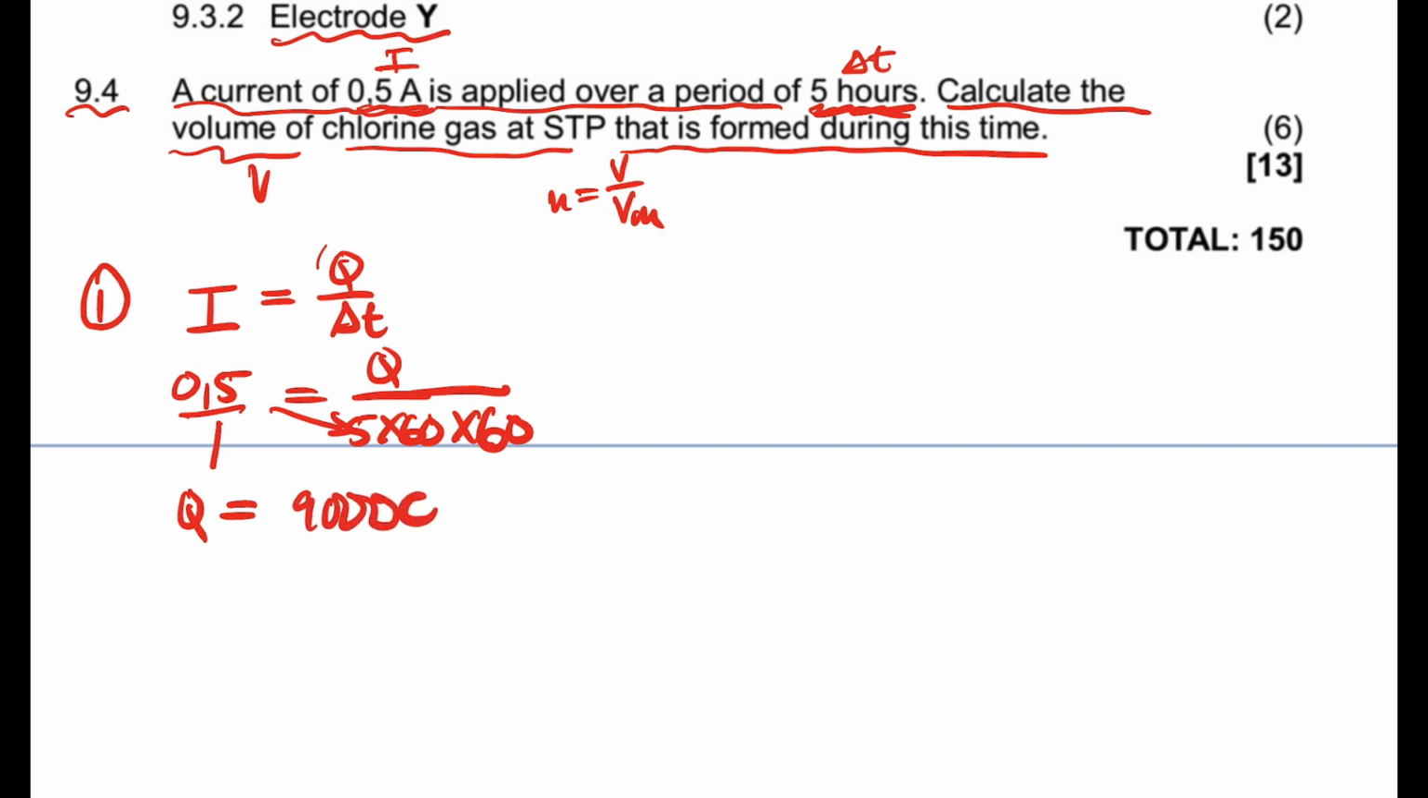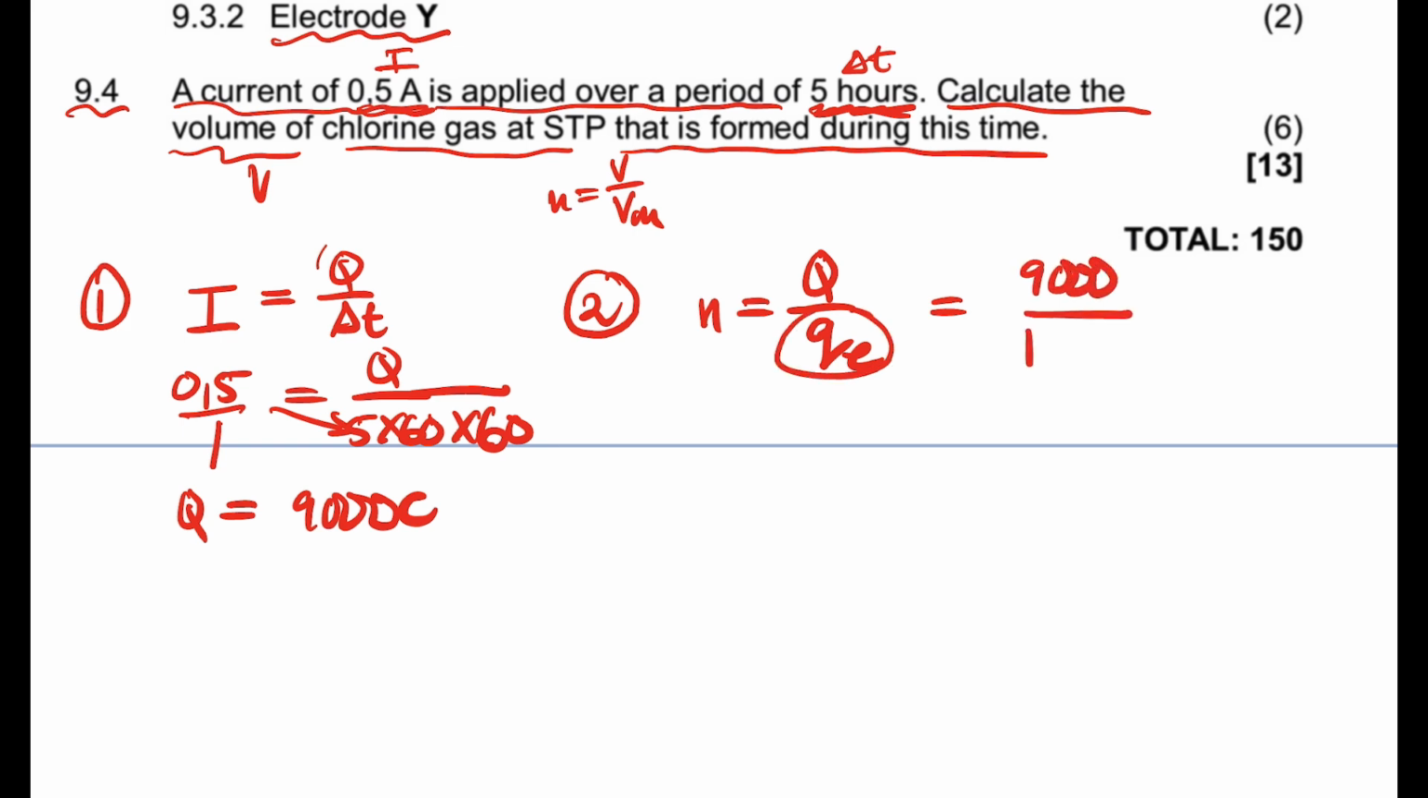Those are the charges. Then step number 2, we're going to convert the charge into number of electrons. We use the formula for quantization of charge, Q = n × qe, right? So we take the charge, which is 9,000, and divide by the elementary charge, which is 1.6 times 10 to the power of minus 19. We get 5.625 times 10 to the power 22 electrons. These are the electrons that were transferred.